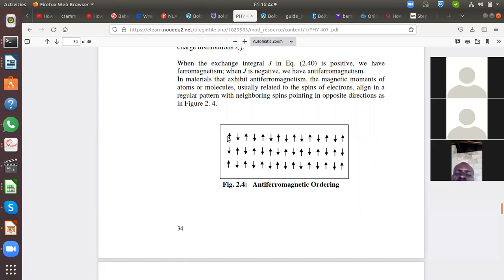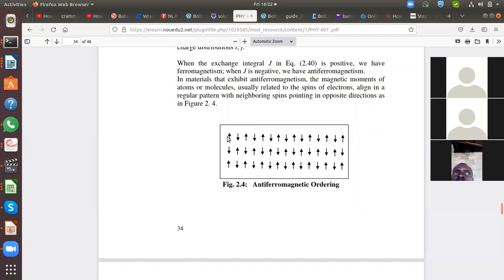But in the case of ferromagnetism, all these spins point in one direction. So mathematically, a ferromagnetic material must not have a zero total magnetic moment. Are you getting me now? Are you with me? Yes, sir.